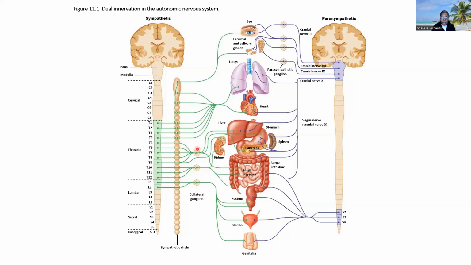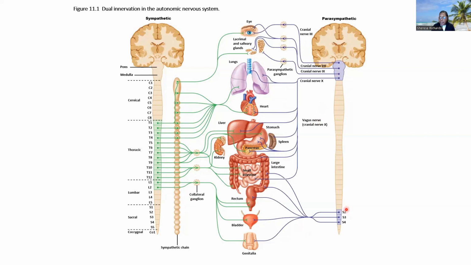or at collateral ganglia, which are ganglia that are not a part of the sympathetic chain, or the third option would be the adrenal medulla. And we'll talk about those three options, but they're really important as far as where the sympathetic nerves will synapse initially, and then they will give rise to a secondary neuron.